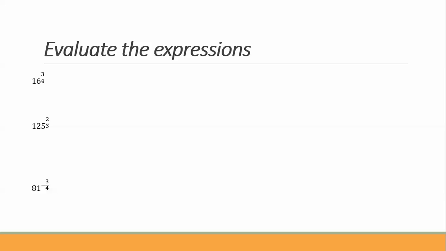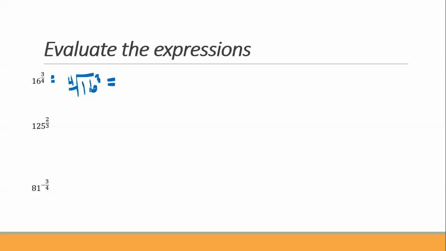Now we want to evaluate some expressions. There's a couple different methods we can do this. We'll rewrite this as the 4th root of 16 to the 3rd. If we had our calculator, we could do 16 to the 3rd, which is a really big number, and then take the 4th root of that. But we can do this without using a calculator.